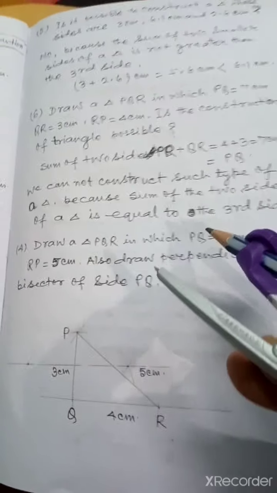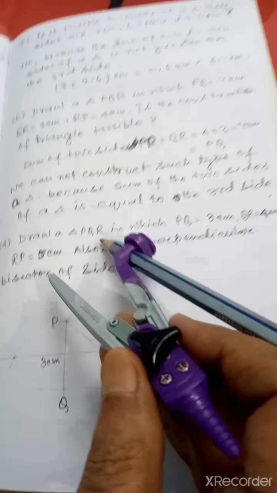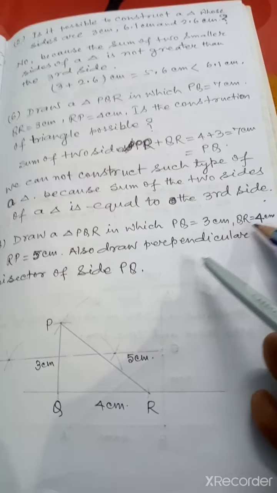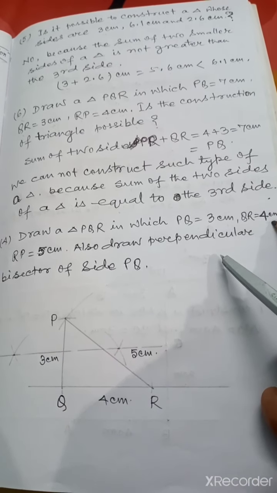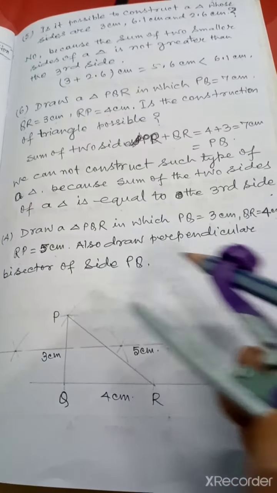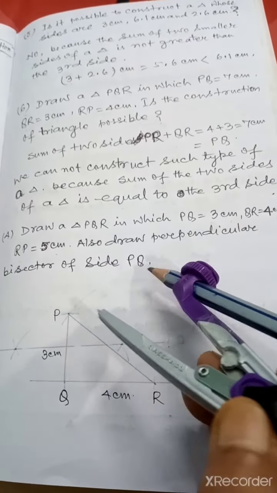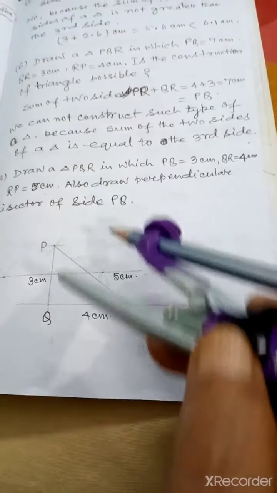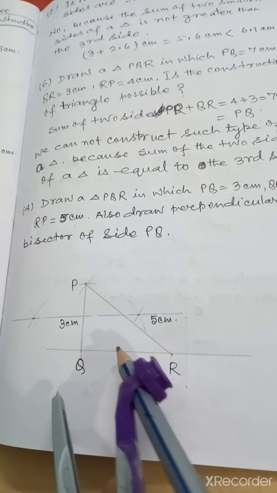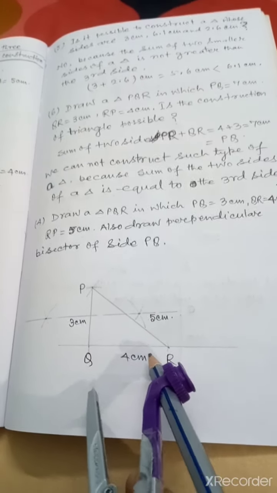Now question number 4. Draw a triangle PQR in which PQ equal to 3 centimeter, QR equal to 4 centimeter, RP equal to 5 centimeter. Also draw perpendicular bisector of side PQ. Now first of all draw a line, then cut line segment QR equal to 4 centimeter.